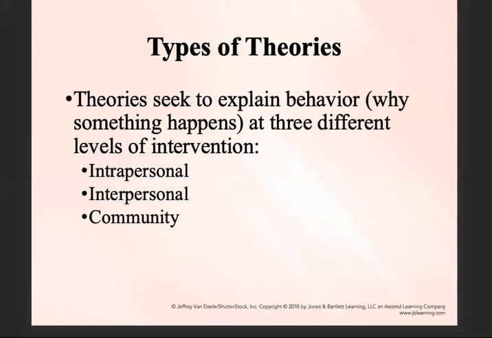So, types of theories. Theories seek to explain behavior, so why something happens, at three different levels of intervention. The first is intrapersonal. Intrapersonal is on the personal level, within yourself. Why does behavior happen the way it does within your own person? Interpersonal is why behavior happens within a group of people, so between person to person. It might be parent-child, friends, personal relationships, etc.